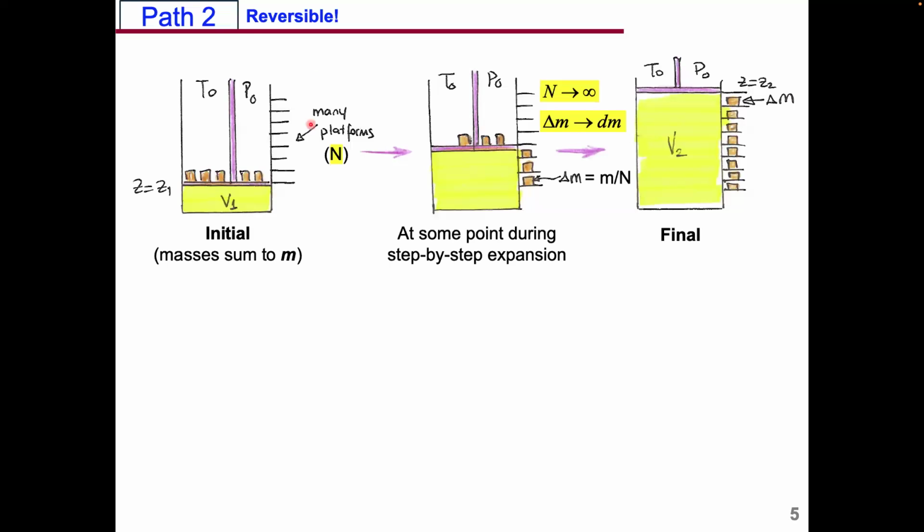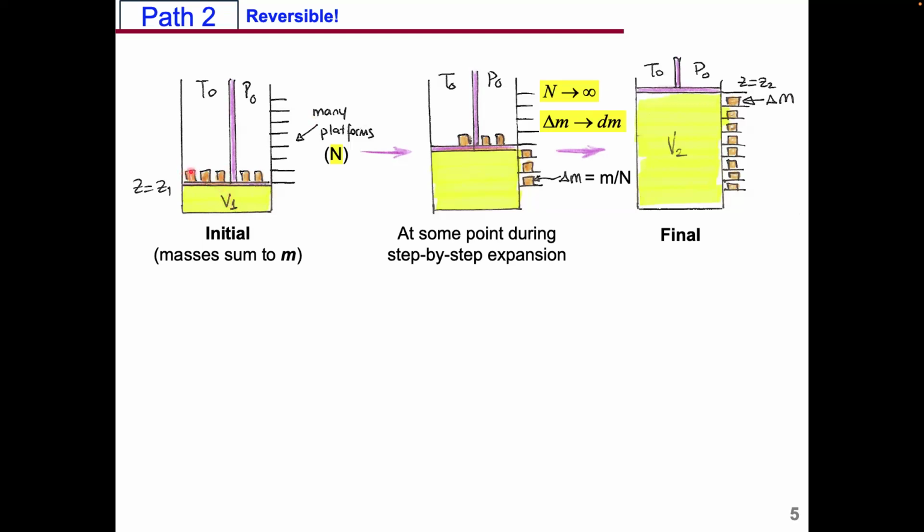Now, imagine this way. Instead of removing the mass all at once, you decrease the weight slowly. This will be a reversible process. So initially, let's say you still have V1. The volume is the same, the temperature is the same, and the initial pressure is the same.